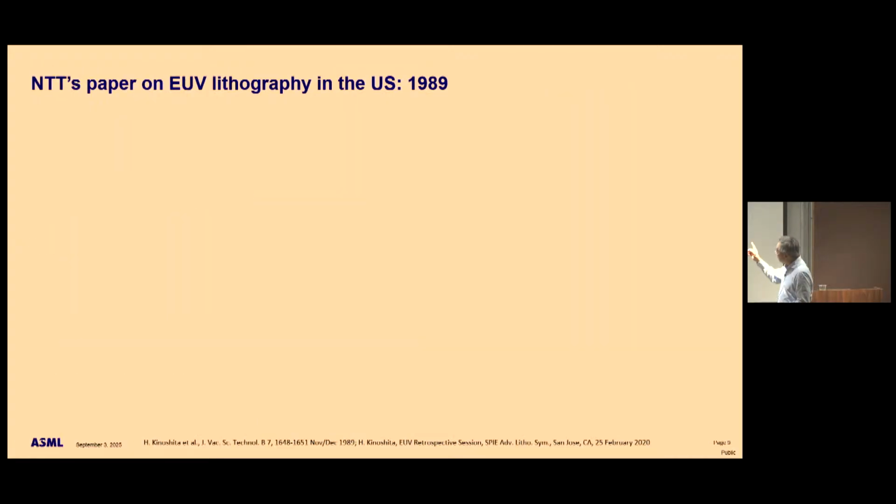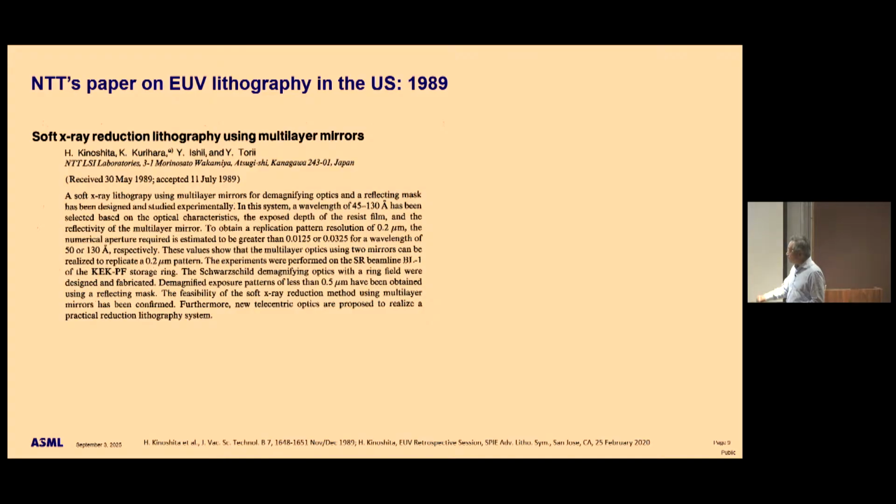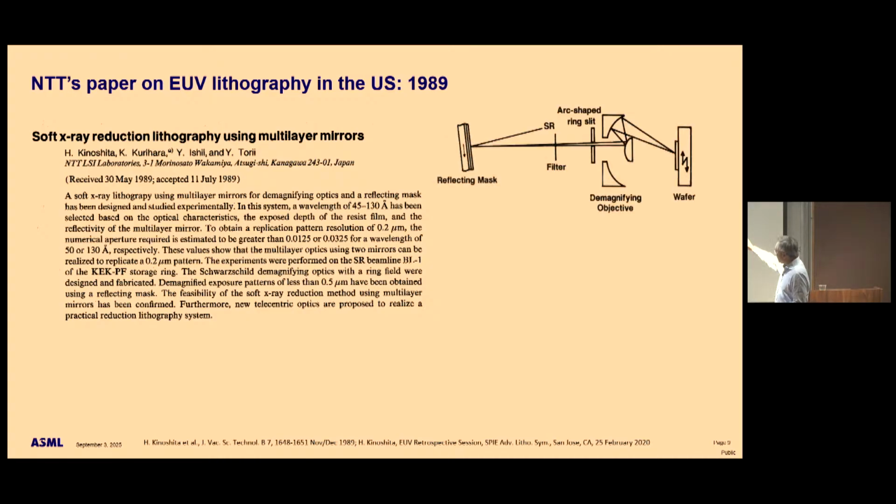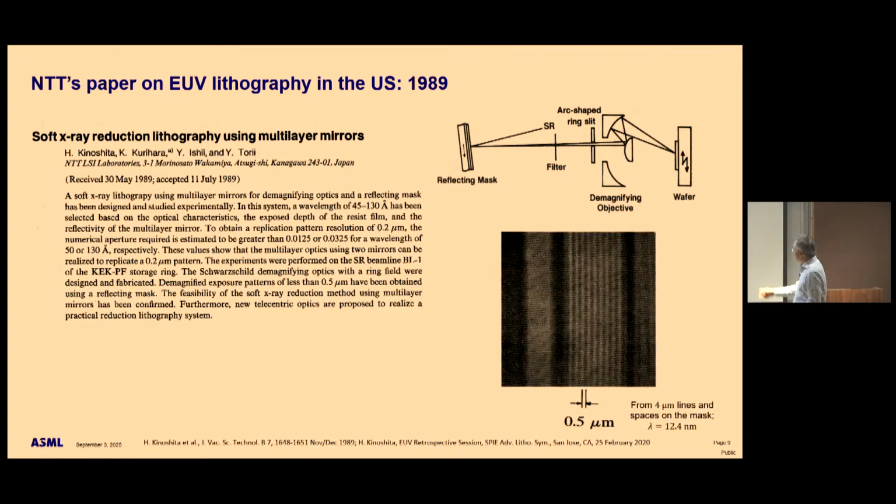But in 1989, there was also a paper from a Japanese guy called Hiro Kinoshita. Kinoshita published a paper, look at this, soft X-ray reduction lithography using multi-layer mirrors, very direct. And he showed, this is his setup, a Schwarzschild optics with a reflecting mask, and these were the results. 0.5 micron lines and spaces from a 4 micron line and spaces mask, so it's an 8x reduction camera.